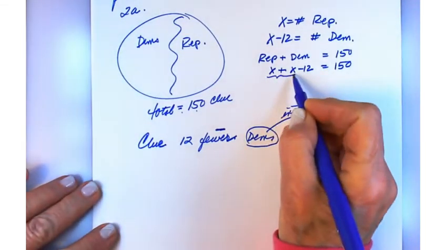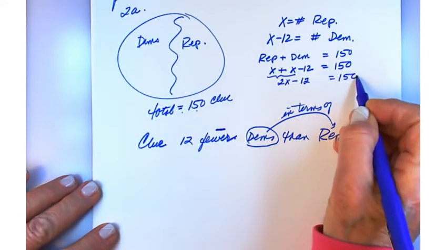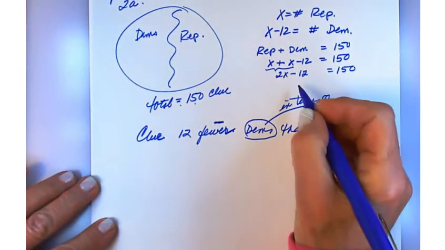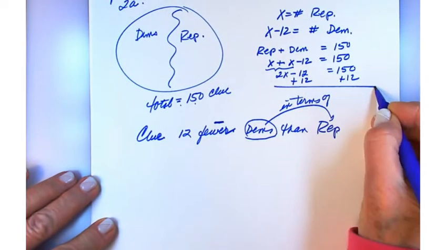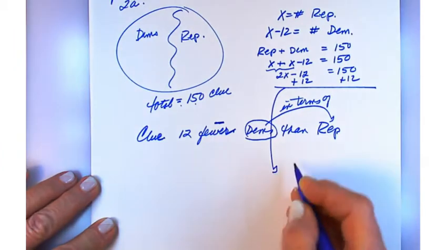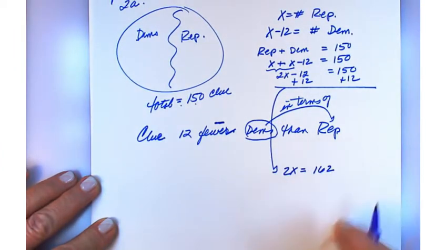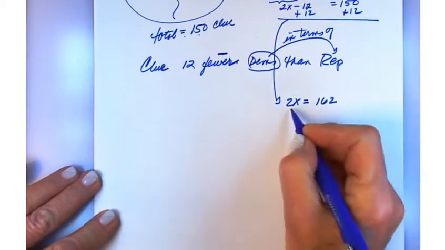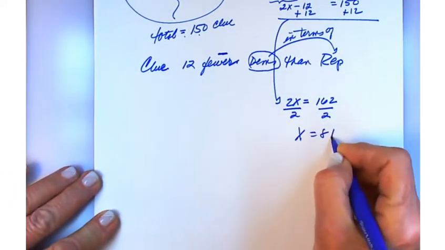Remember, we add like terms. 2x minus 12 is 150. Add 12 to each side. Whoops, let's go down here. 2x equals 162. Divide each side by 2, and I get x equals 81.